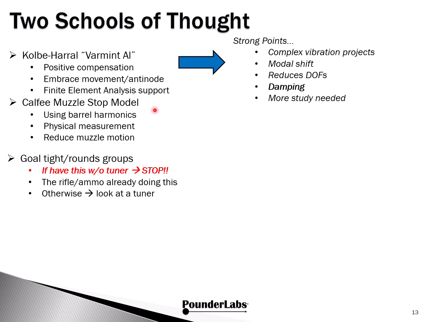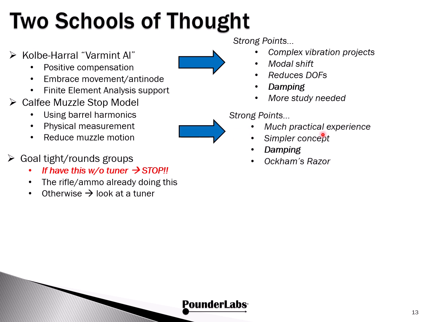The Calfee muzzle stop model is based on the idea of barrel harmonics, a lot of physical measurement, and now we're reducing or minimizing muzzle movement. Strong points, a lot of practical experience, heavily used by shooters. It's a simpler concept, and we're getting a damping.